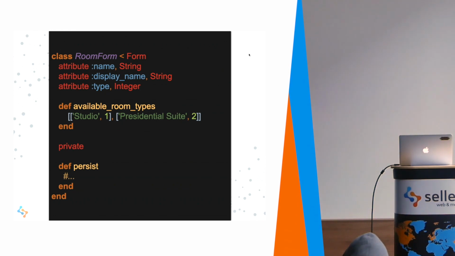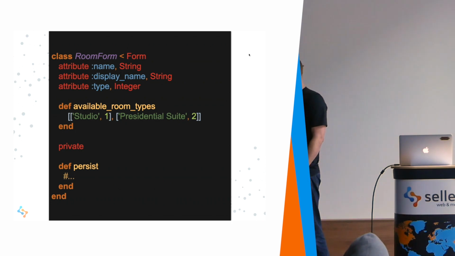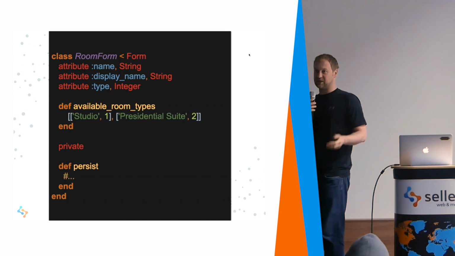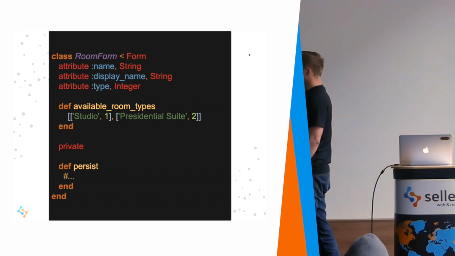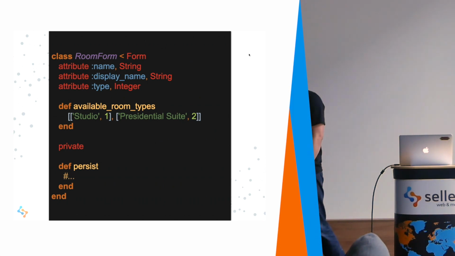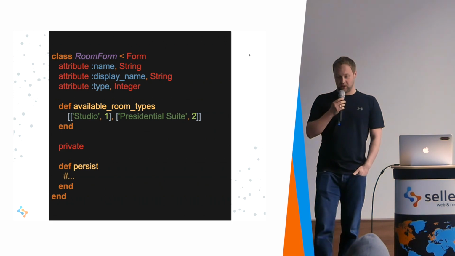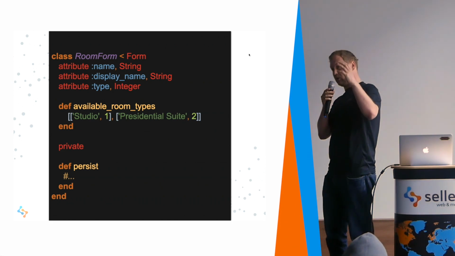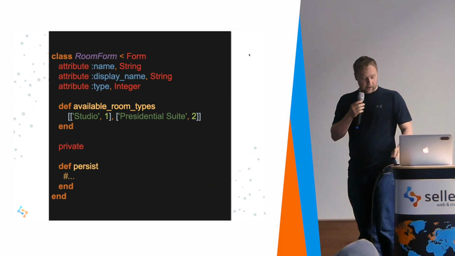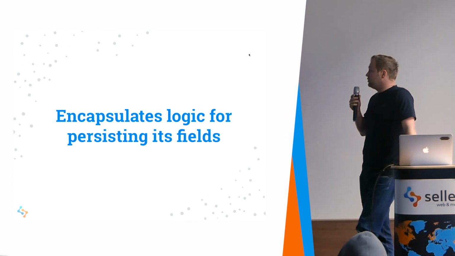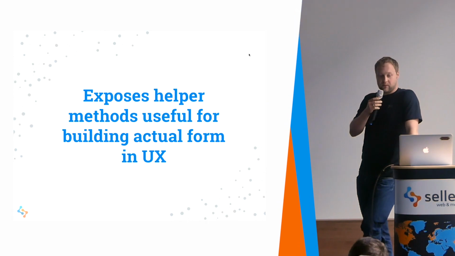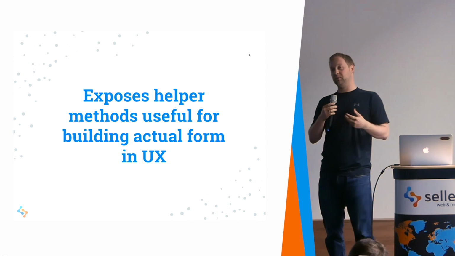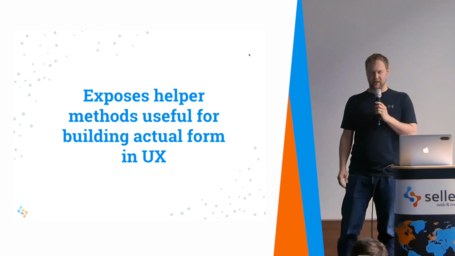So there is a room form. It has a few attributes. It has a persist method that probably should be responsible for defining the logic of how this form should be persisted. Probably it will just save a record in the database, but who knows, maybe it will work the other way. But also there is this method called available room types. And this method can be used in a UI to present a dropdown of available room types. So the responsibilities of this class are: one, it encapsulates logic for persisting its fields, but also it exposes a helper method that will be used on the UI side.